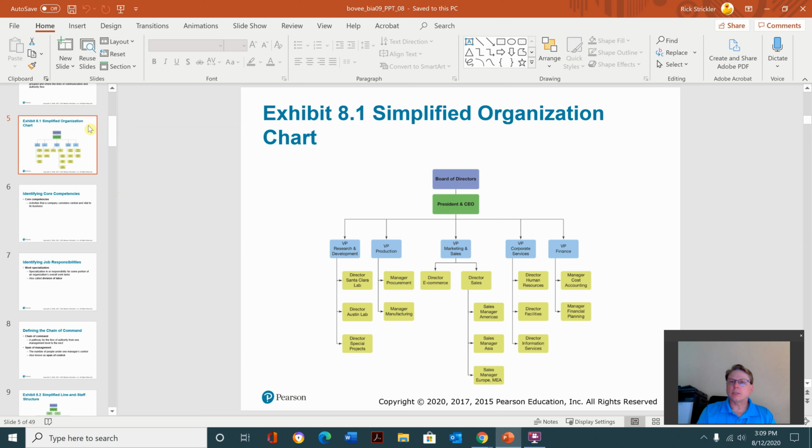Okay, so this is a simplified organization chart. As you can see, each person reports to another person and only one other person. Everything is in order. So if the president wants this person to do something, the president needs to tell the VP of Finance, the VP of Finance needs to tell the manager of cost accounting, and the manager of cost accounting needs to tell the manager of financial planning.